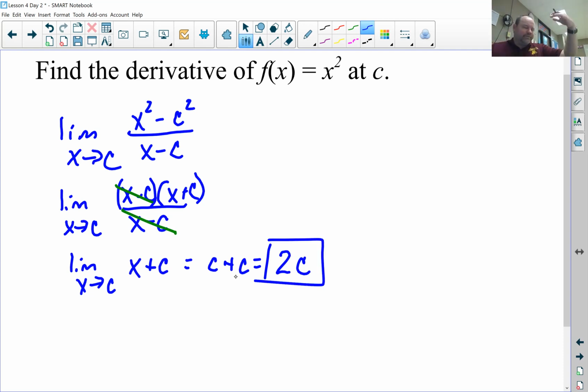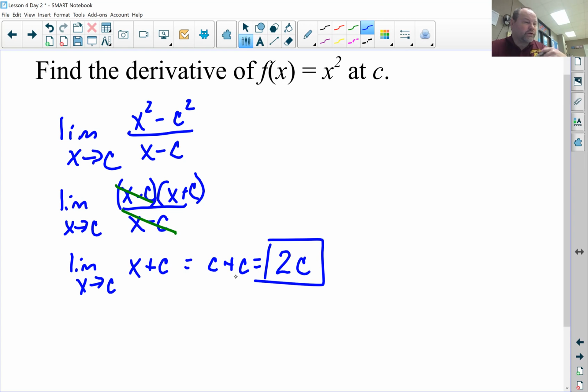Using the algebraic method, you can find kind of a general idea. So now if I wanted the derivative of x squared at 7, I would just plug 7 in for c. I have a general formula now for any derivative of x squared. Kind of helpful.